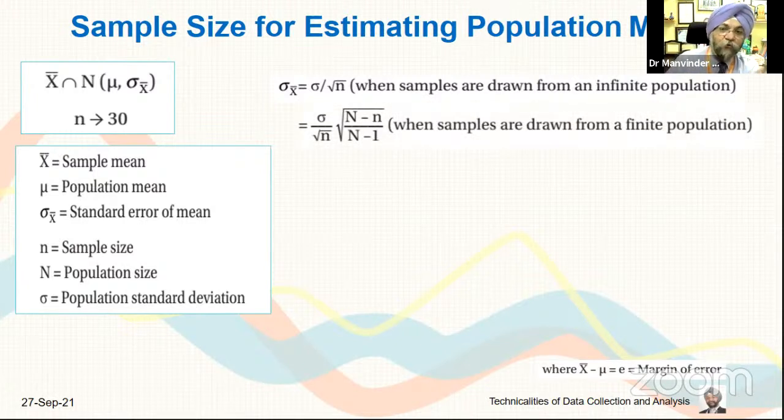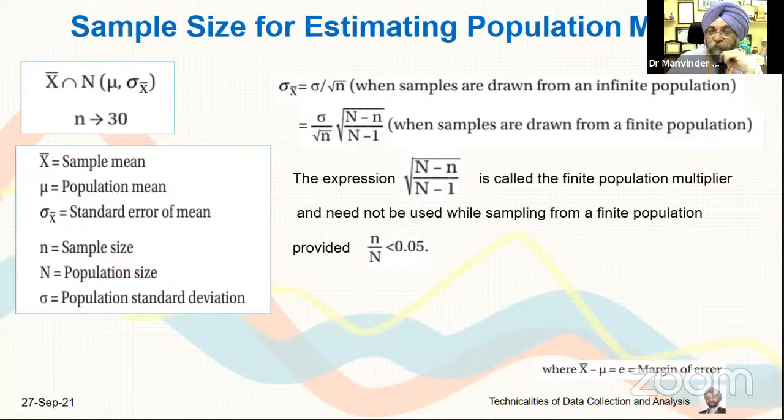When the sample is drawn from a finite population, we know the population size, capital N. So if we know the population size, we use this formula in order to get sigma X bar. The expression under root of capital N minus n upon capital N minus 1 is called the finite population multiplier. It need not be used while sampling from a finite population, provided n upon capital N is less than or equal to 0.05, right?